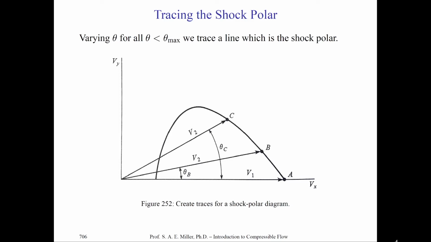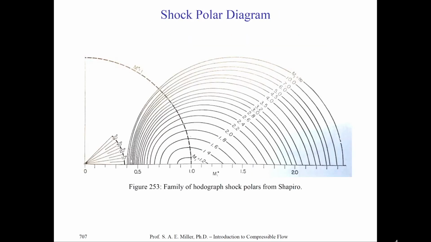You can also note that for one particular theta b or theta c, a valid solution with the theta-beta-Mach number equation will trace a beautiful shock polar diagram for one particular solution. You'll also see that the solution is indeed multi-valued. For example, we'll have one solution here and here. So there's two solutions for each theta b or theta c, just like the theta-beta-Mach number equation.